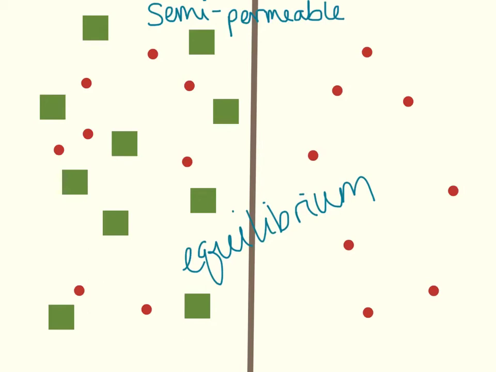Now you might be saying, well, what about all these green squares? We have a very high concentration of green squares here. There are none over here, so these would also like to pass through. But these green squares, bump, bump, too big. They can't fit through the phospholipid bilayer of the plasma membrane. So what happens? Well, let's go look.